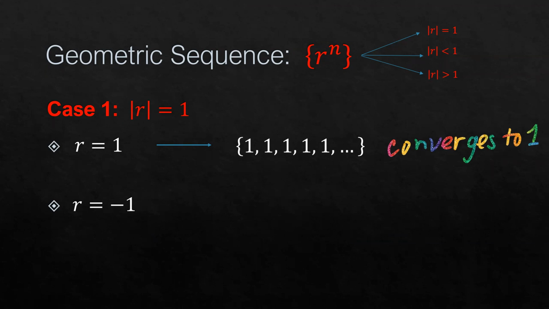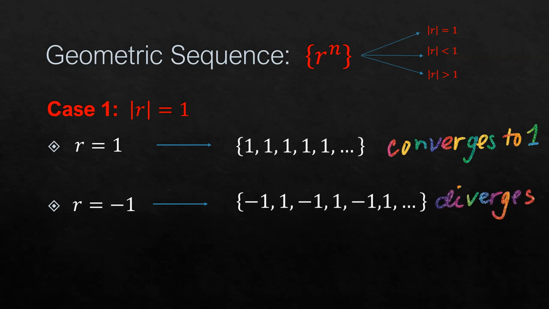Now, when r is a negative number, what do we know about negative numbers? Well, -1 to the first power stays -1, but -1 to the second power is going to be positive. And then -1 to the third power is going to go back to -1, right? And then -1 to the fourth power is going to be +1. So this sequence is going to bounce in between +1, -1, +1, -1. And of course, we cannot say that it's going to converge to a number. So we say it diverges. All right, so that is the case where the absolute value of r is 1.